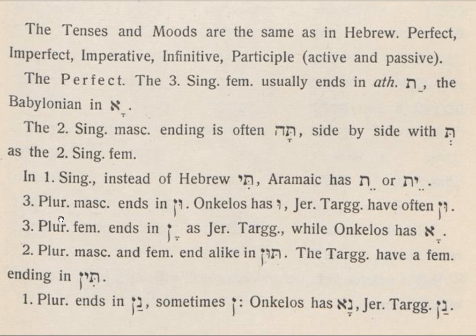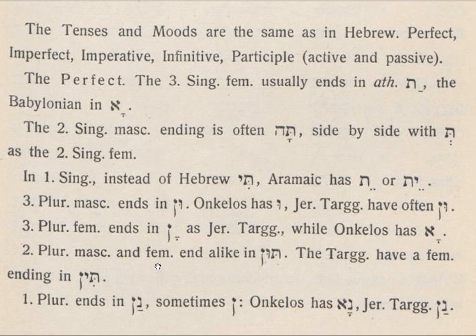The third person plural masculine ends in un. Onkelos has u, and Jerusalem Targum, often the Targumim have un. The plural feminine ends in an, just as in Jerusalem Targumim, while Onkelos has ah.